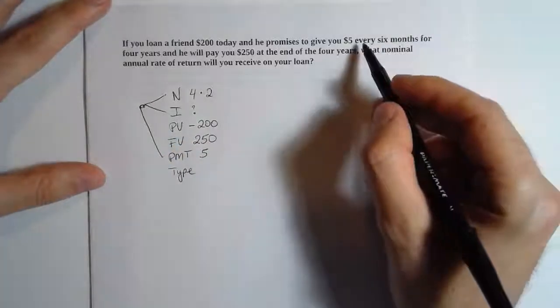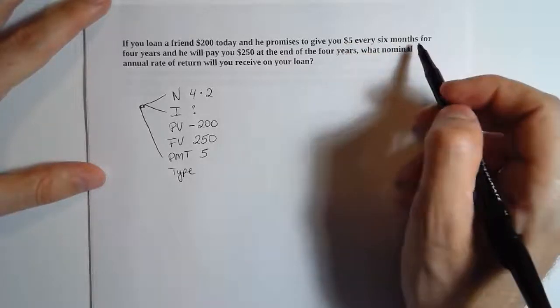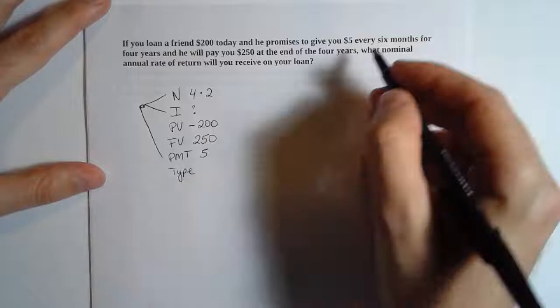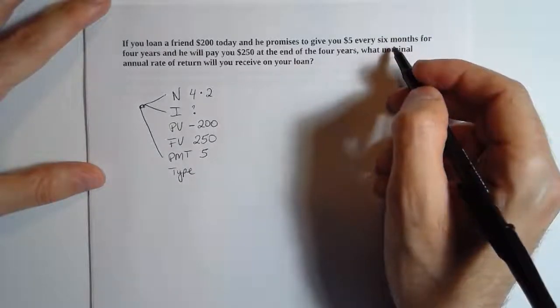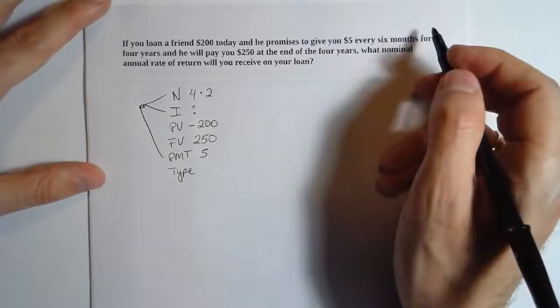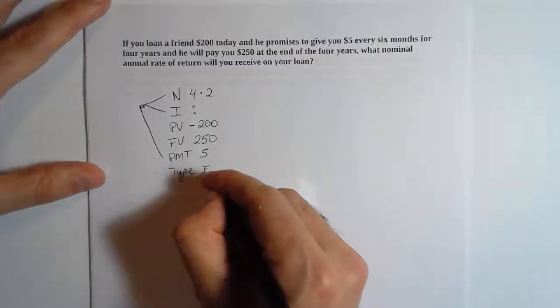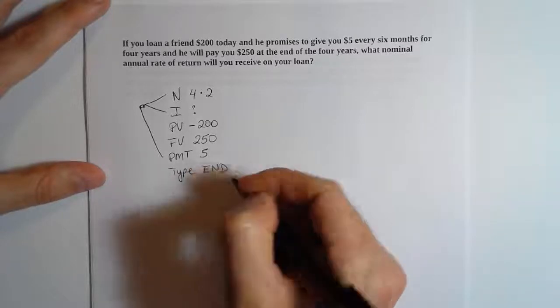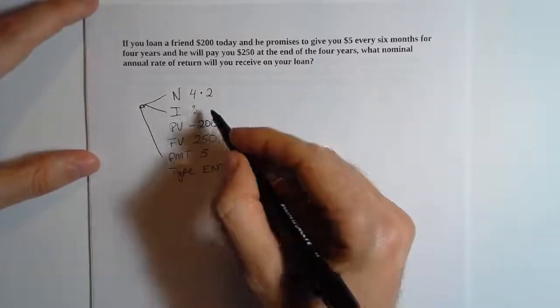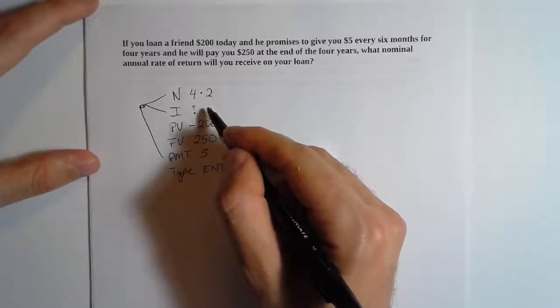It's not made quite explicit, but he is saying that he's giving us $5 every 6 months. So most likely, without any information to the contrary, since we aren't dealing with any kind of odd scenario like rent or something like that, we're going to assume that this is an ordinary annuity, so our type should be set on end. So in that case, you should solve for the rate. I'll give you a moment, if you can pause the video, to find the rate that you get.